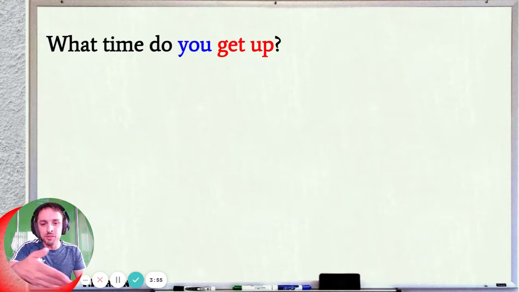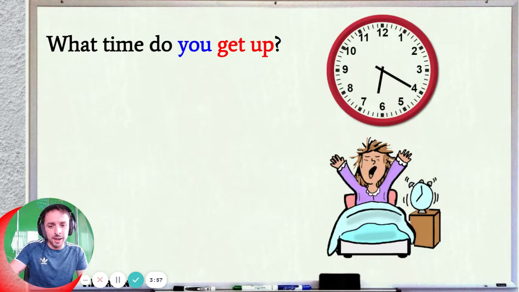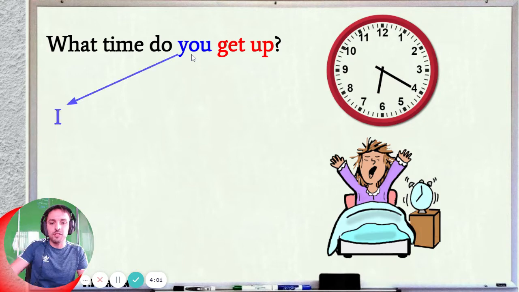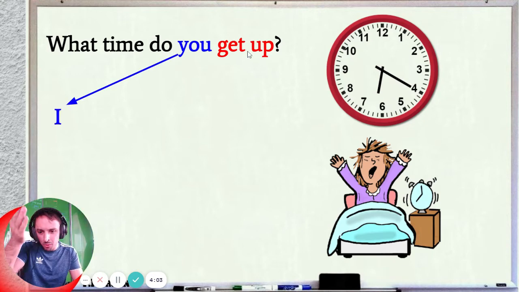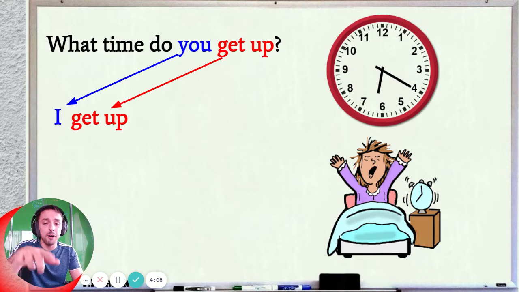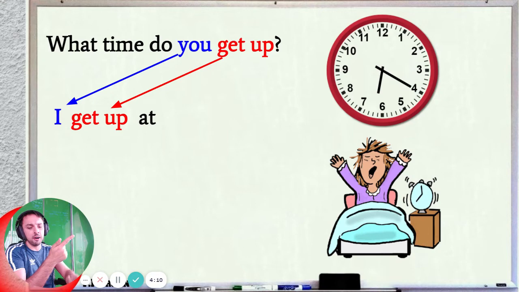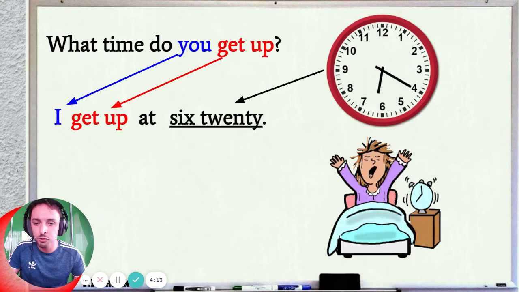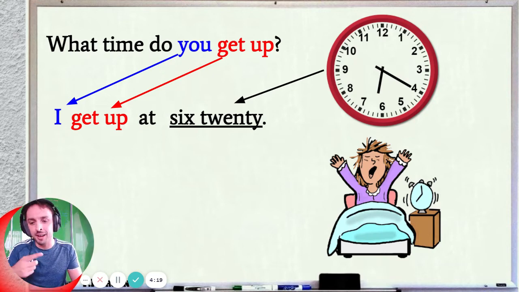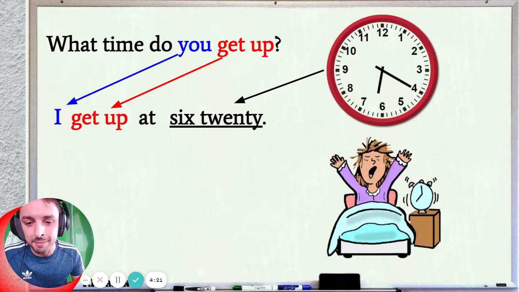Now let's go over our answers. What time do you get up? So how do we answer? First, we take the pronoun. So you changes to I. Then we take the verb. I what? I get up. Then we put in the small word: I get up at. And now we need the time. What is the time? I get up at 6:20. That is the time. So, what time do you get up? I get up at 6:20.